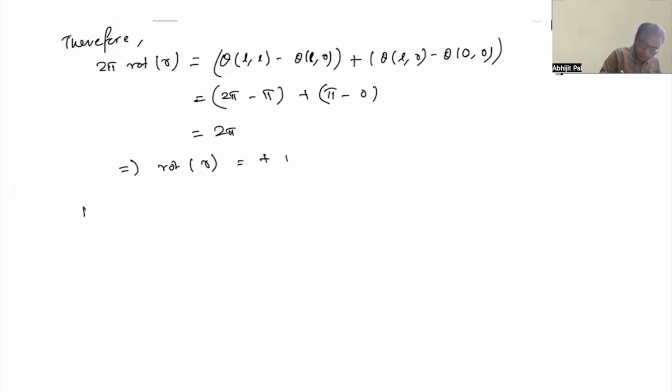If gamma dot 0 is equal to minus E1, then similarly we can find that the rotation index of gamma is minus 1. So this is the proof of Hopf's theorem. Okay, we'll stop here.